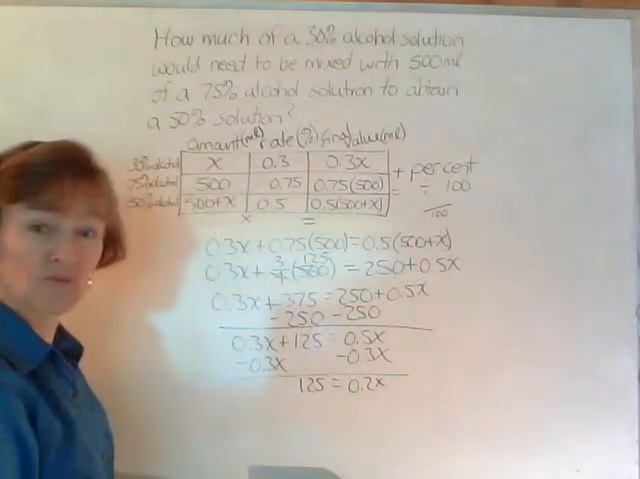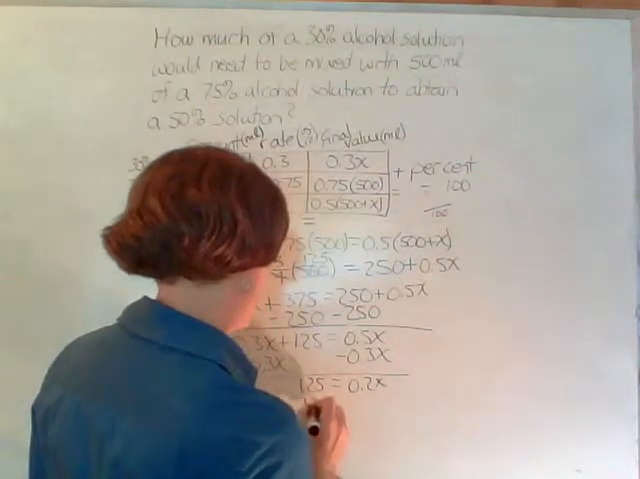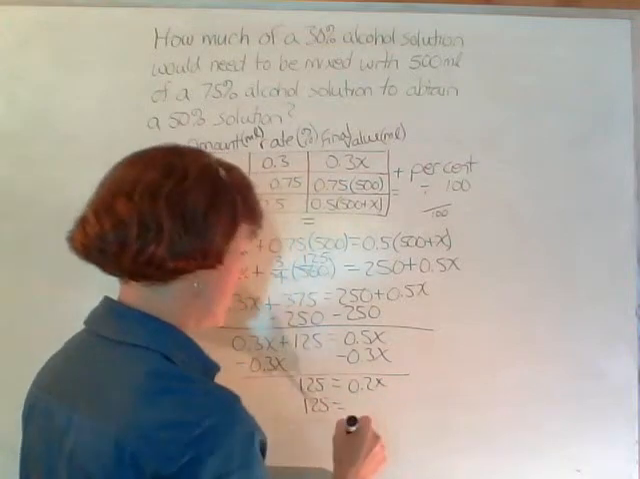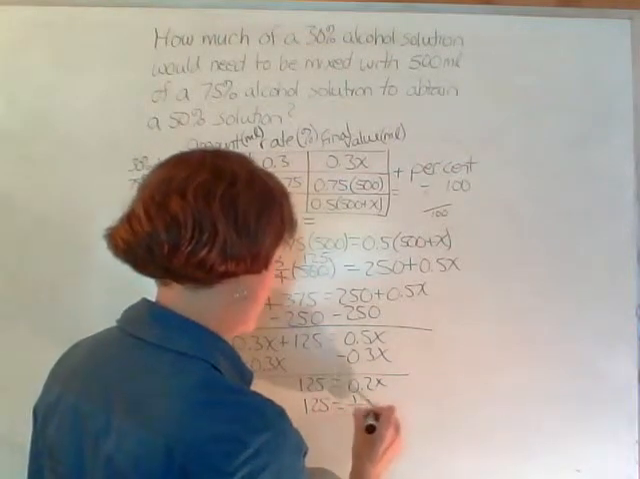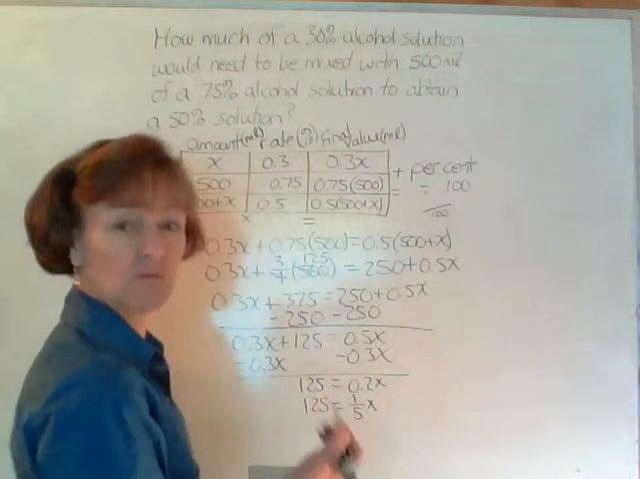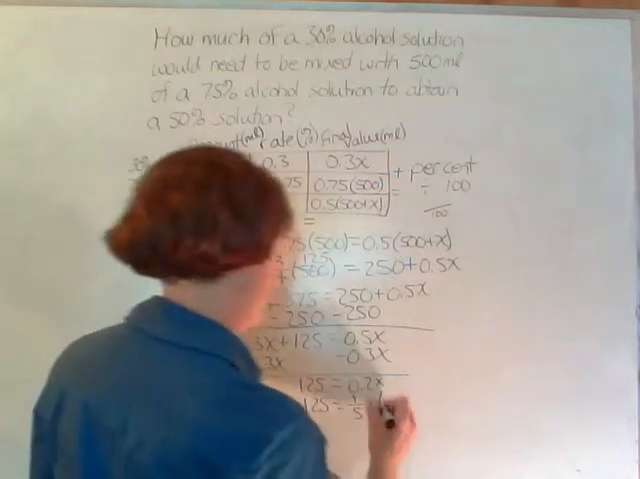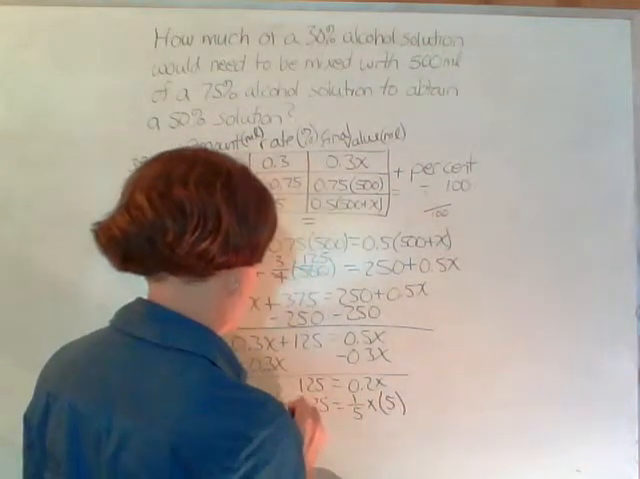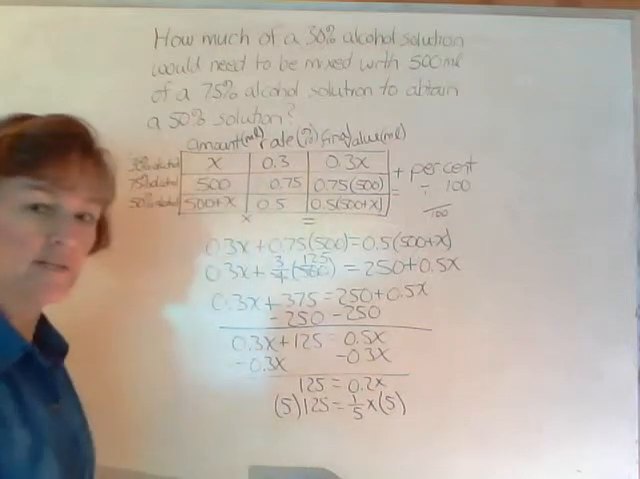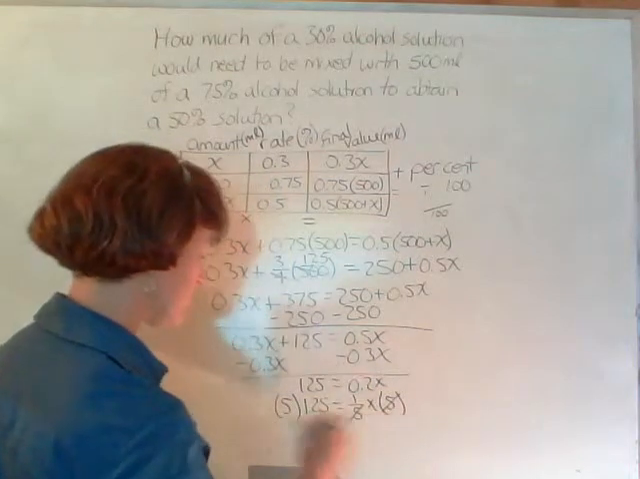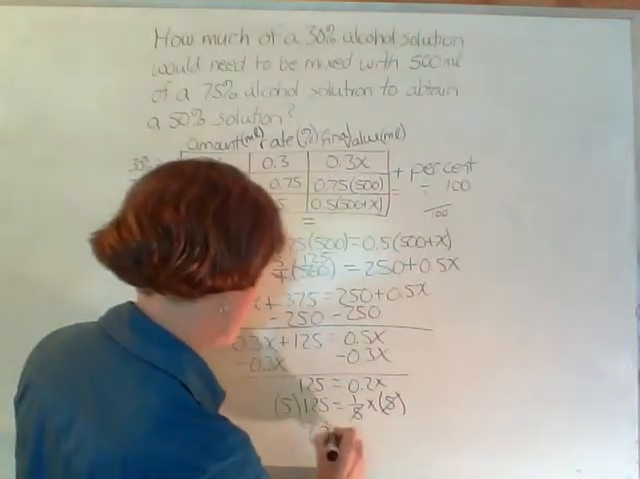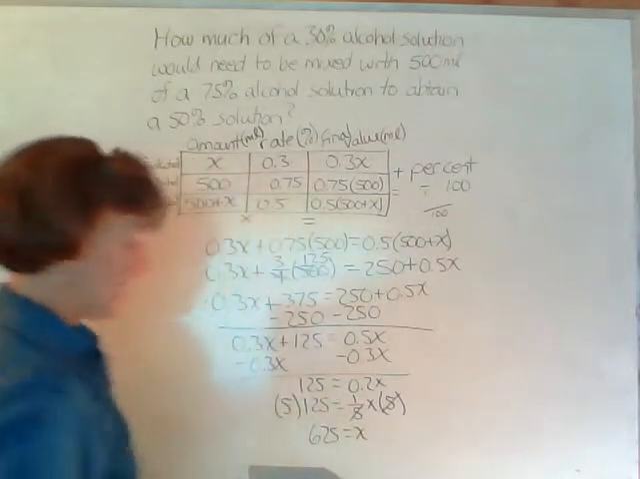Now 0.2 is 1/5. Here again, I'm going to change how I look at this math. So this is going to be 1/5 x. How do I move that 1/5? I move it by multiplying by 5. All right, now my 5's cancel. And over here I have 625 equals x.